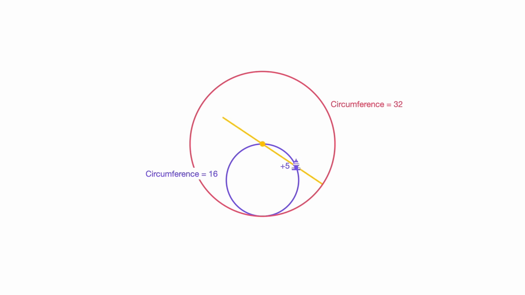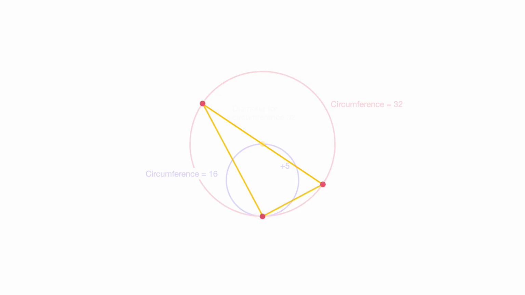Draw a line from plus 5 through the center of circle 32. Because it passes through the center, it is a diameter of circle 32. Place 2 new lights at its endpoints. Geometry is doing our work. The 2 new lights and the observer form a triangle where the longest side is a diameter.